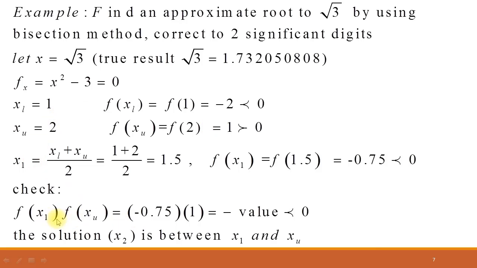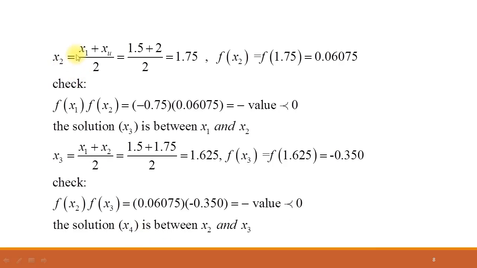So adding these two roots xu and x1 and dividing by 2, we obtain the next root x2, which is (x1 plus xu) divided by 2. This is the value of x1 and this is the value of xu. 1.5 plus 2 divided by 2 is equal to 1.75.